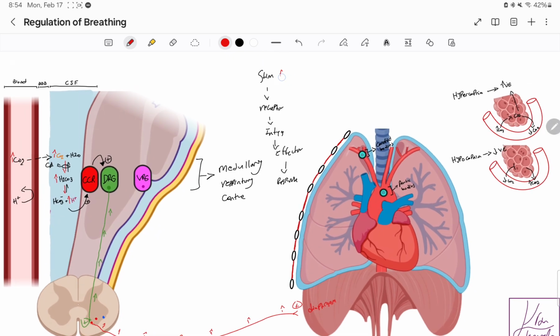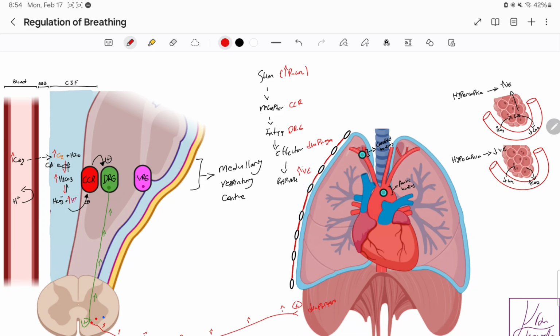So the stimuli was high partial pressure of CO2. The receptor was the CCR. The integration was the DRG. The effector was the actual diaphragm. Okay? And the response is increasing the ventilation. How does that alleviate the initial response?